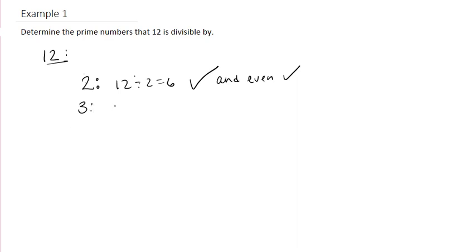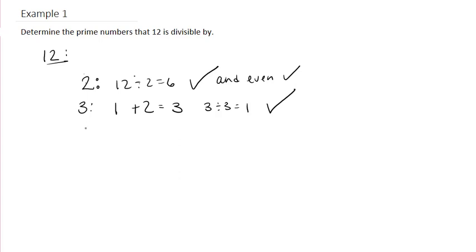Now 1 plus 2 is equal to 3, which we can divide. 3 divided by 3 is equal to 1. So that means the sum of the digits is divisible by 3. We can also just go 12 divided by 3, which is equal to 4. So we know it's divisible by 3.